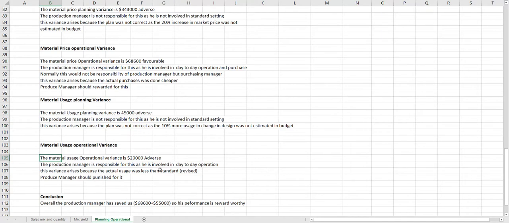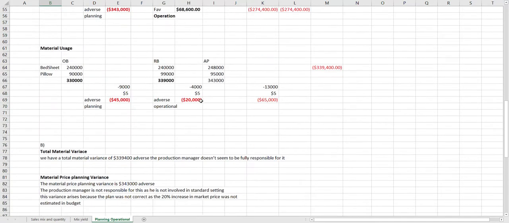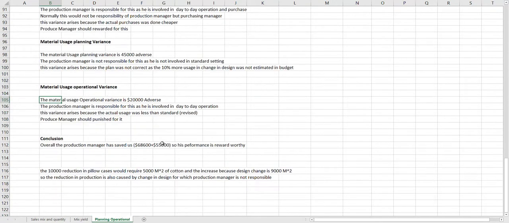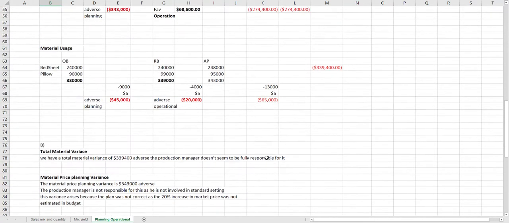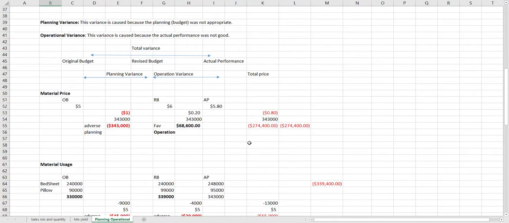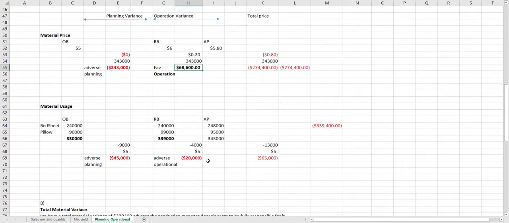And the material usage operational variance is 20,000 adverse. The production manager is responsible for this, as he's involved in day-to-day operation. So conclusion, overall the production manager has saved 68,600 and minus this adverse variance.